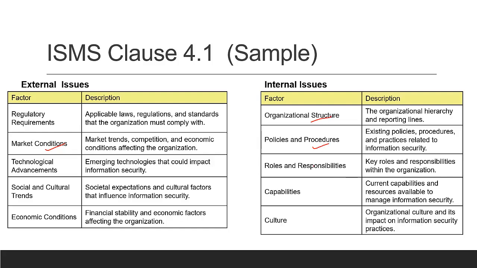So that needs to be addressed. Roles and responsibilities need to be documented. Capability, culture. So this is just a sample you have to document in the context document. Now the question is, okay, I understood what needs to be added, but what needs to be excluded? How to identify what needs to be excluded?